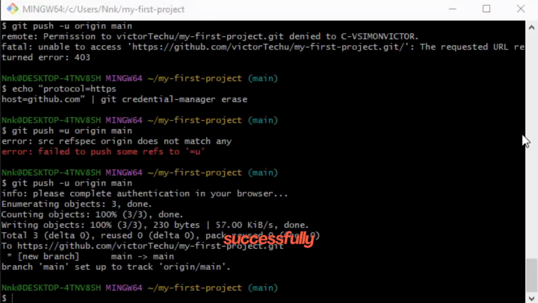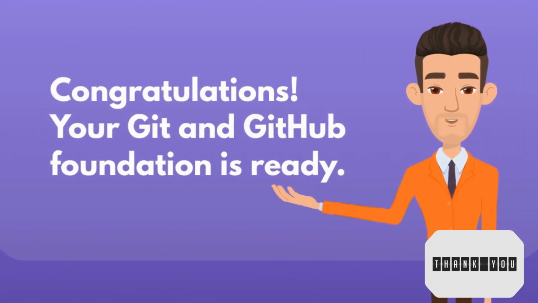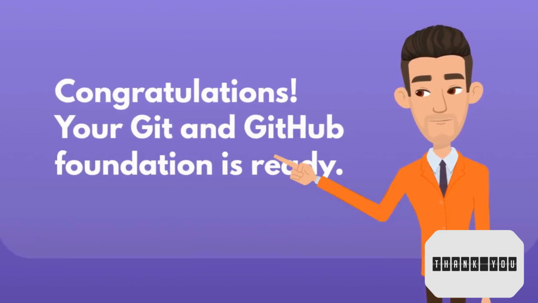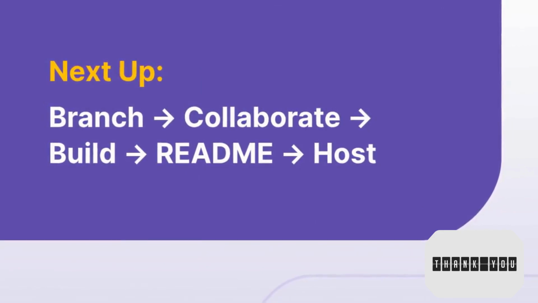Our project has successfully been pushed to GitHub. Git and GitHub are now working together. Congratulations, your Git and GitHub foundation is ready. Next up: branch, collaborate, build, README, host.